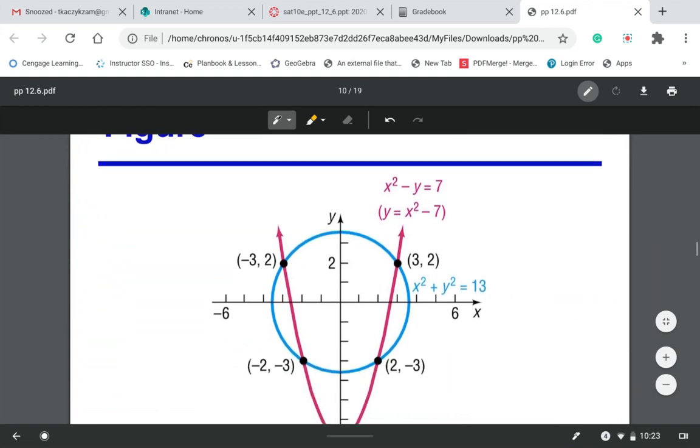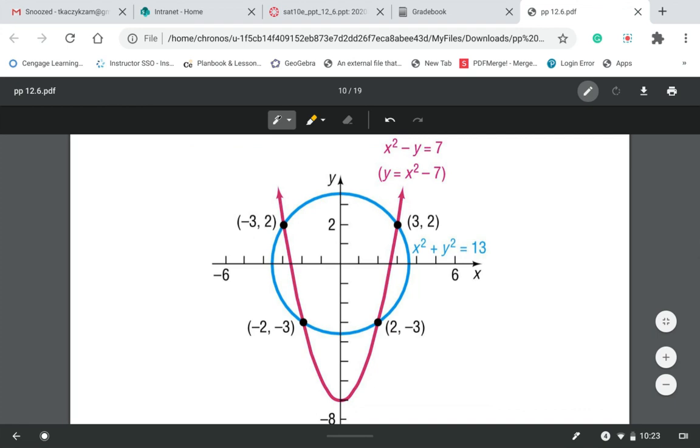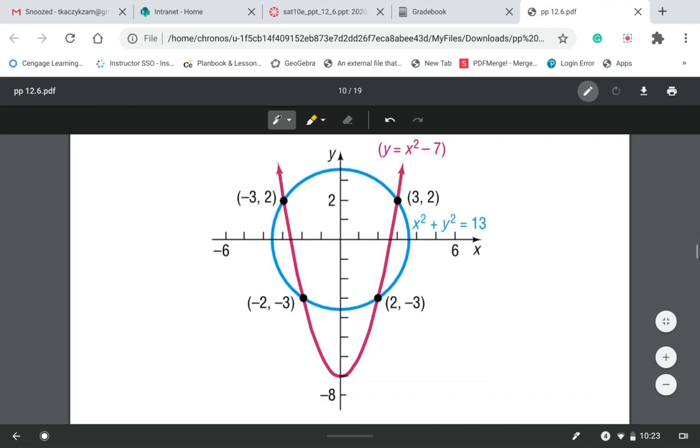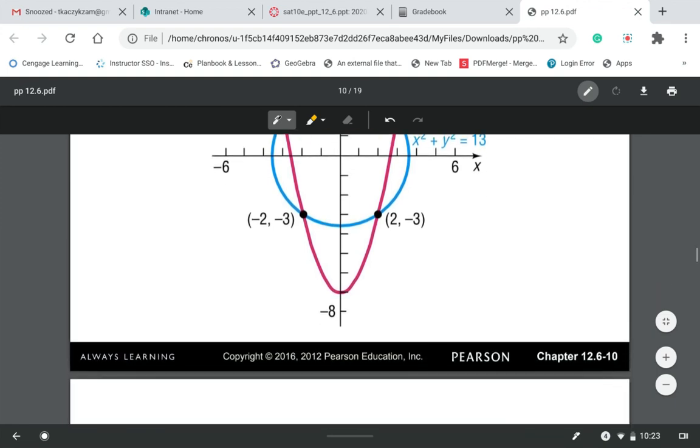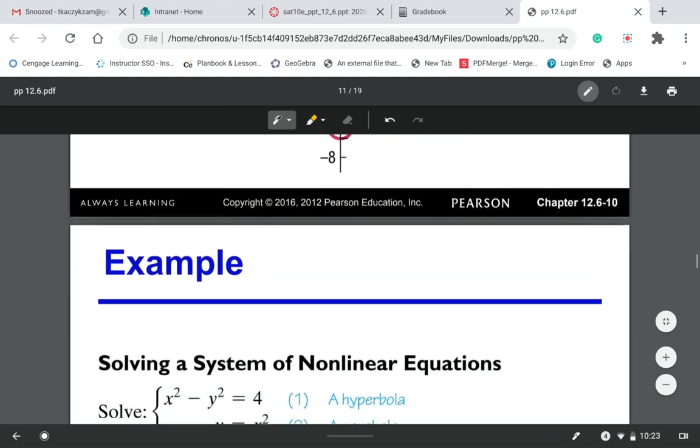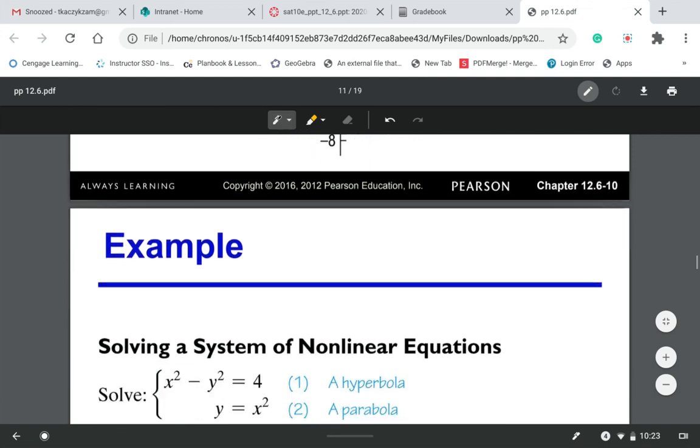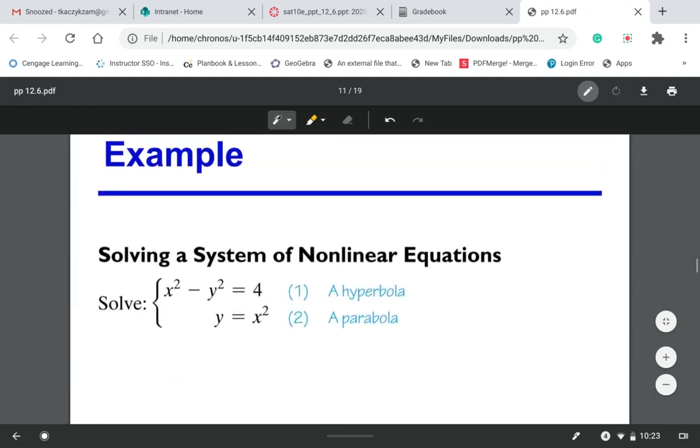So for the next example, the PowerPoint, which is on slide number 10, shows you that we'll have 4 solutions. We're going to have an equation of a circle and an equation of a parabola. And as you see, those two graphs will intersect at 4 points. So our system will have 4 solutions. So how are we going to solve that algebraically? We're going to solve example 2.